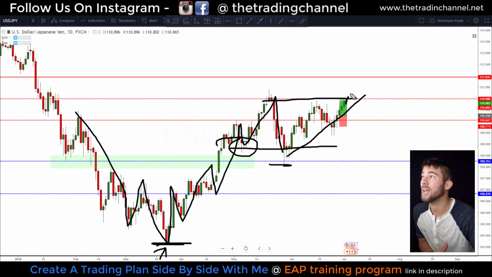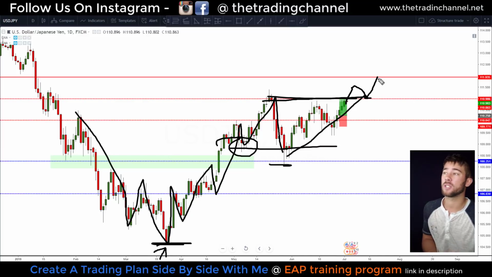So if we get that breakout of this level of resistance at 111, we can also look for a pullback to that level and a possible trend continuation play from that level. So those are the two things we're looking for here out of the dollar yen. If we get some kind of entry reason on a lower time frame right at 111, we're looking for a shorting opportunity.